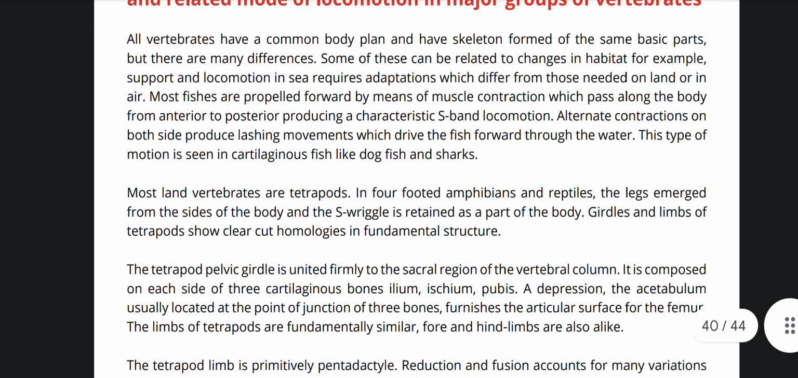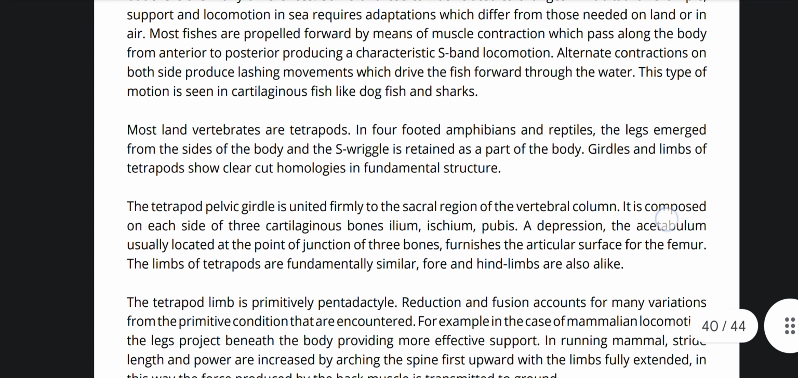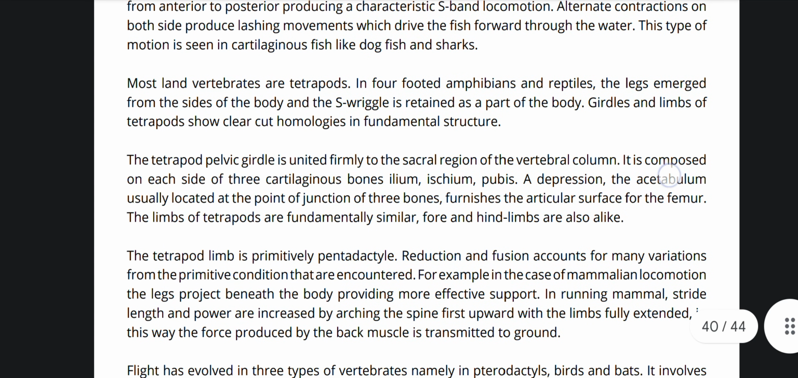Most fishes are propelled forward by means of muscle contractions which pass along the body from the anterior to posterior, producing a characteristic S-bend locomotion. Alternate contractions on both sides produce lashing movements which drive the fish forward through the water. This type of motion is seen in cartilaginous fishes like dogfish and sharks.